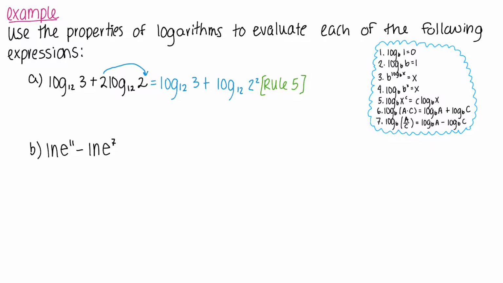So now, still nothing happening, but I could combine together these two using rule number 6. If they're being added on the outside, I can go ahead and take each of these numbers and multiply them on the inside. So it'll still have the base 12. We'll have 3 times 2 squared. Once again, that was using rule number 6.